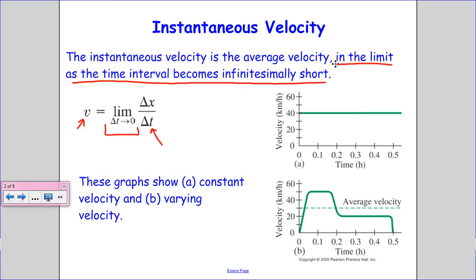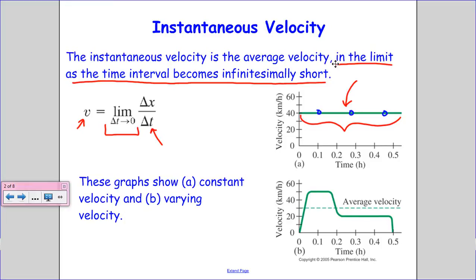So let's look at these graphs to figure out when they're the same and when they're not. In the top graph, we have a car that's traveling at 40 kilometers per hour the entire time. The average velocity for this car, from the beginning to the end, is 40 kilometers per hour. And if we look at any given moment along the travel, the instantaneous velocity is also 40 kilometers per hour.